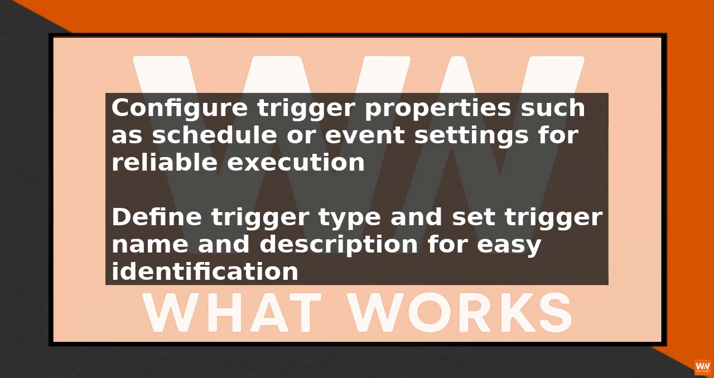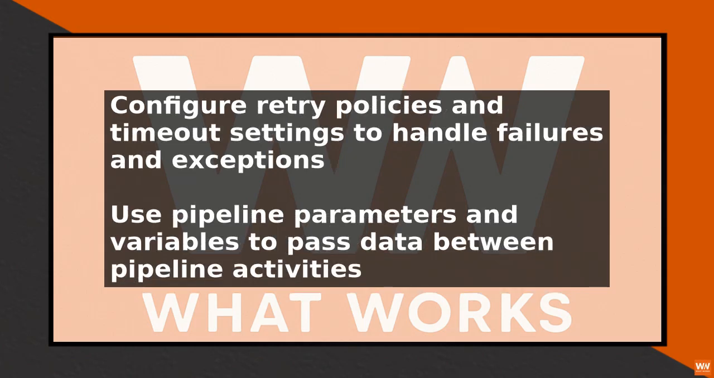To ensure reliable pipeline execution, configure retry policies and timeout settings for your trigger. This allows you to handle failures and exceptions gracefully, minimizing the impact on your workflow. Additionally, use pipeline parameters and variables to pass data between pipeline activities, making your workflow more dynamic and flexible.